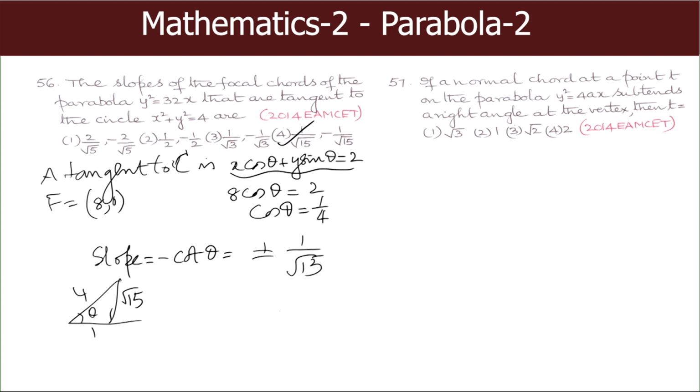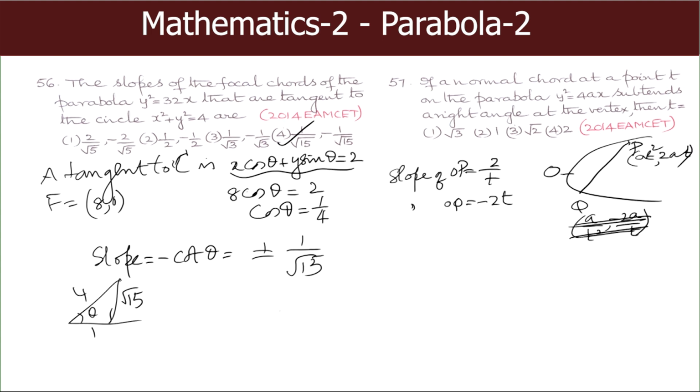If a normal chord at a point t on the parabola y square equal to 4x subtends a right angle at the vertex, then what is t? Normal chord at a point on the parabola. This is a normal chord PQ. P is (at square, 2at), and Q can be (at1 square, 2at1). It is not a focal chord, it is only a normal chord.